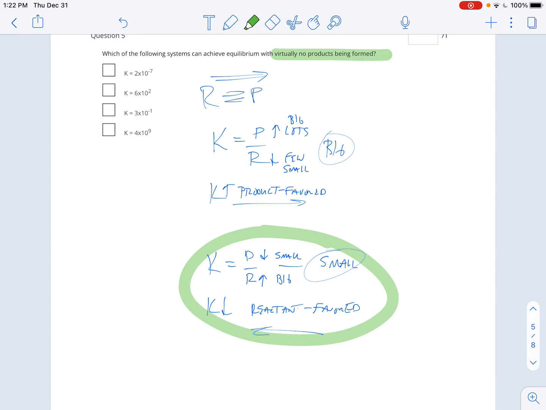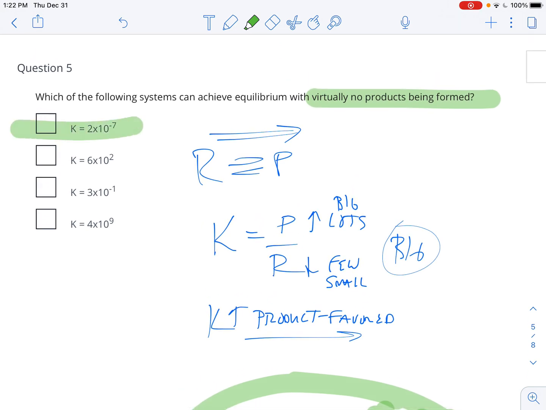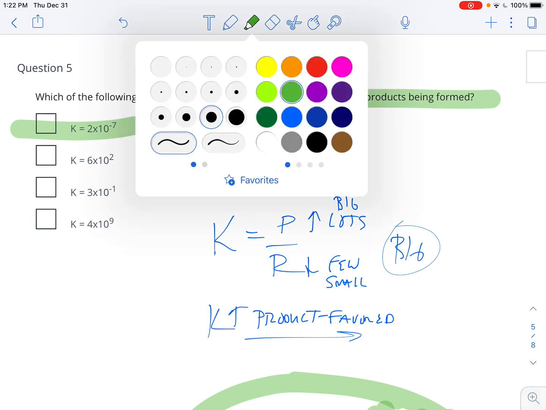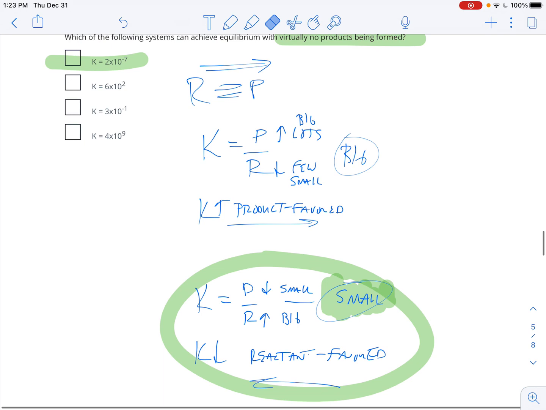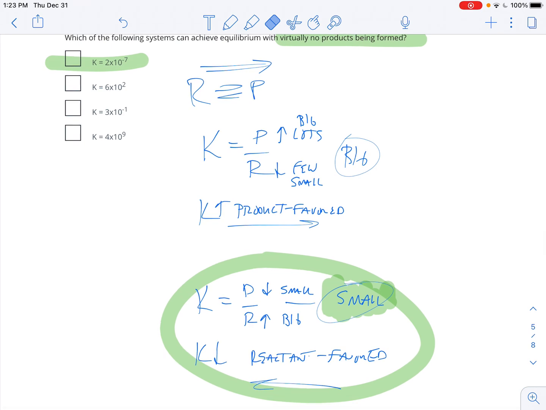And if you're looking for a reactant favored, then you're looking for the K value that is the smallest here. So the K value that is the smallest is the first one here, because that is clearly the smallest of the values. If it was asking you for a product-favored reaction, then that would be your best choice. That would be the best product-favored reaction because it's the largest number. So large numbers are product-favored. That's not what we're looking for in this case. We're looking for one where virtually no products are being formed, so that's all reactants. And if it's mostly reactants, then you're talking about the smallest number.